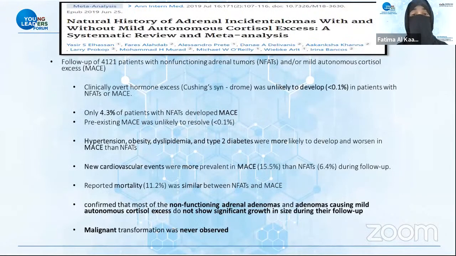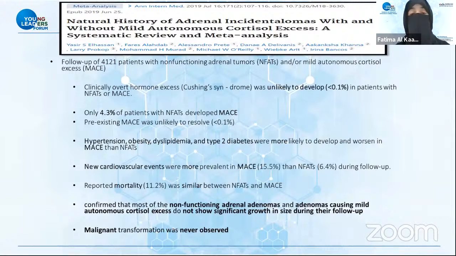This is shown very well in this systematic review and meta-analysis published recently in 2019, a follow-up of 4,121 patients with non-functioning adrenal tumor and mild autonomous cortisol secretion. They found that clinically overt Cushing syndrome was unlikely to develop, less than 0.1, in both groups. Only 4.3% of patients with non-functioning adrenal tumor developed mild autonomous cortisol secretion during follow-up, and pre-existing mild autonomous cortisol secretion was unlikely to resolve, less than 0.1.